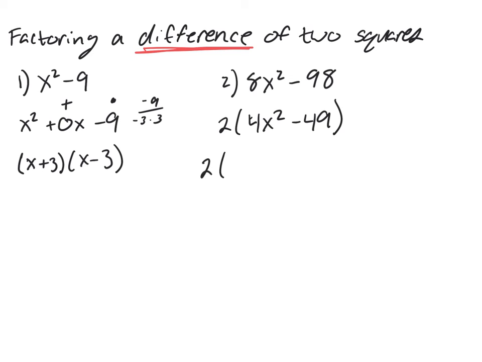So we have 2. And let's look at our binomial. Our first term is always the square root of the first term, just like it was in a perfect square trinomial. So the square root of the first term here is 2x. The square root of the last term is 7. The difference is that now we have no middle term. Our middle term is 0. We want it to cancel out. The only way a middle term cancels out is if we have opposites, so one positive, one negative.